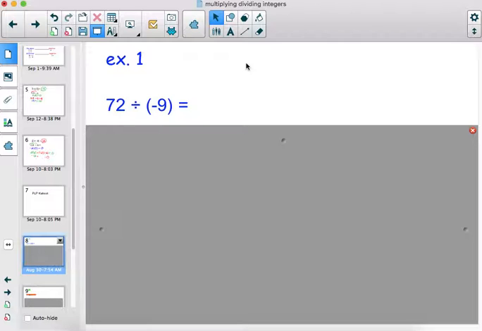Alright, example 1. We have 72 divided by -9.